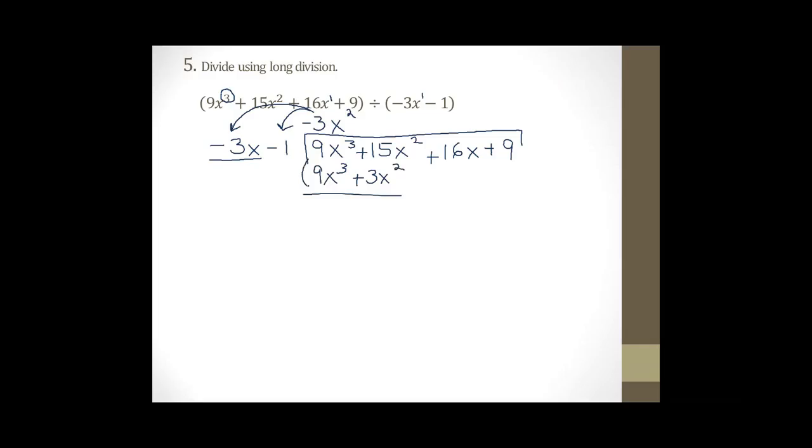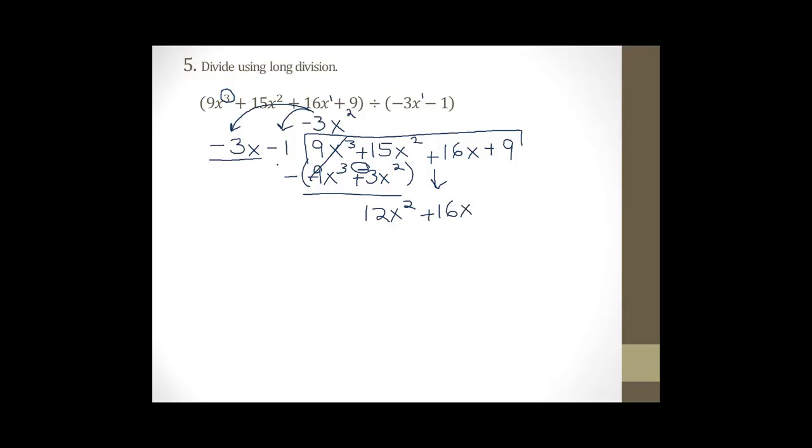Now the next step is I would have to subtract, like with a regular long division problem, and that would change my signs if I distribute the signs. So the 9x cubed becomes now negative, and the 3x squared also becomes negative, because a negative times a positive is a negative. Adding down, this cancels out, and 15x squared minus 3x squared is 12x squared. Bringing down the next term, so plus 16x, and then starting over again.